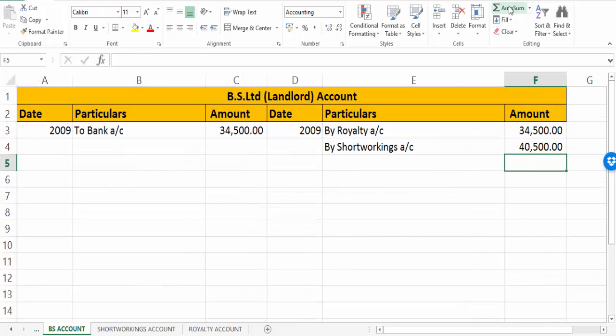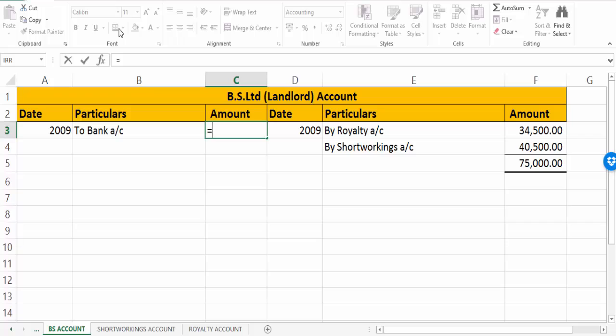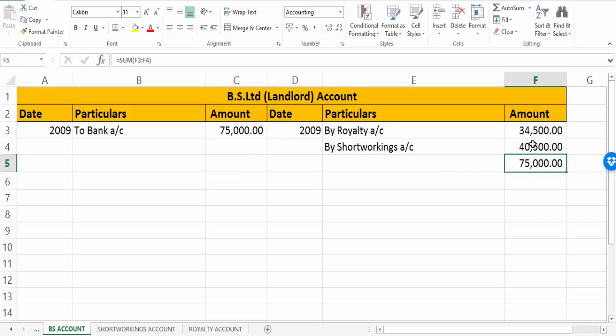Now let's total. So which is 75,000, right? Now that should be paid. So the payment should be the sum of these two items, basically royalty and short workings. Okay, and now let's total. Fine. So this is the 2009 situation.